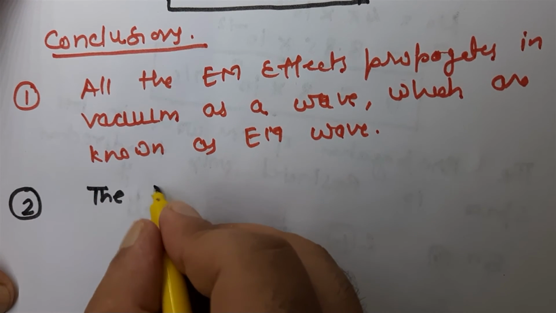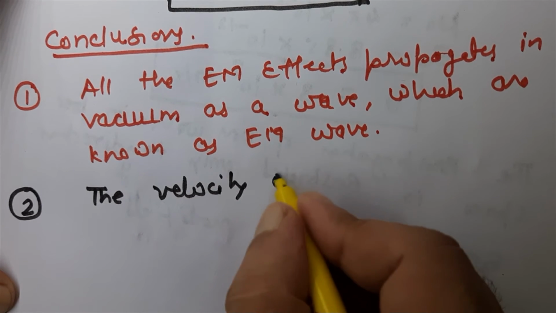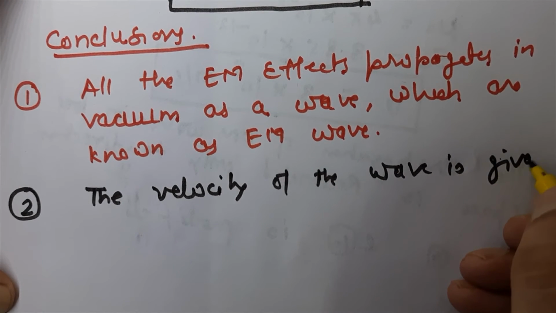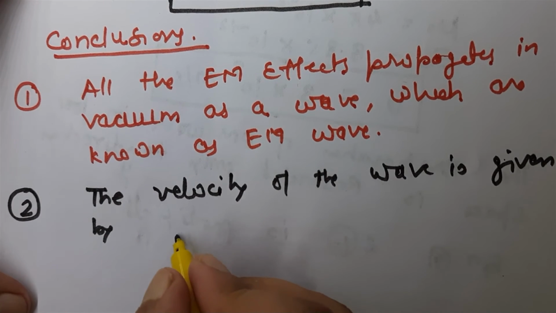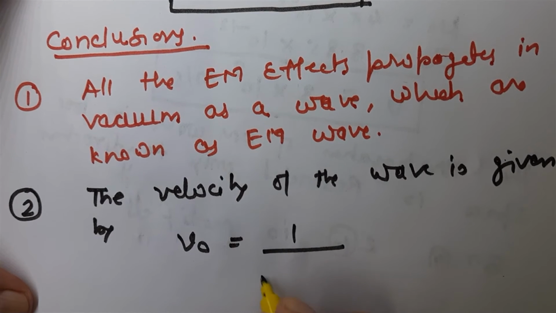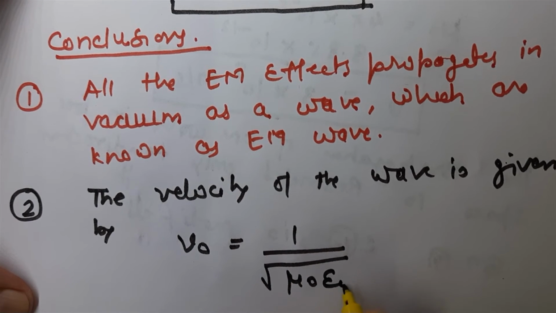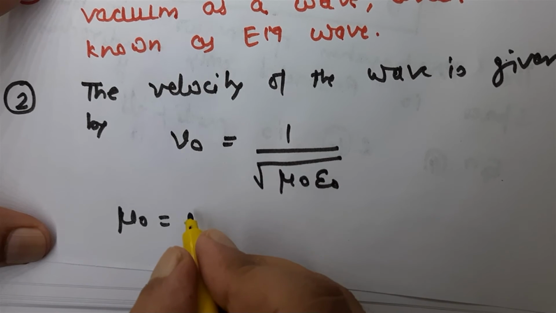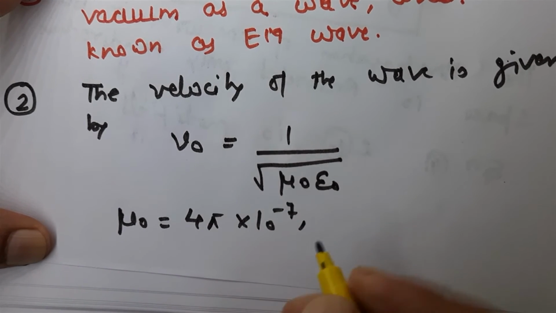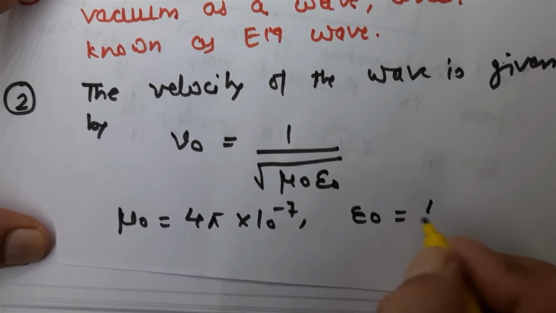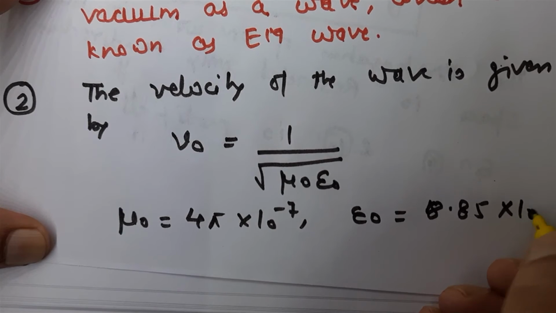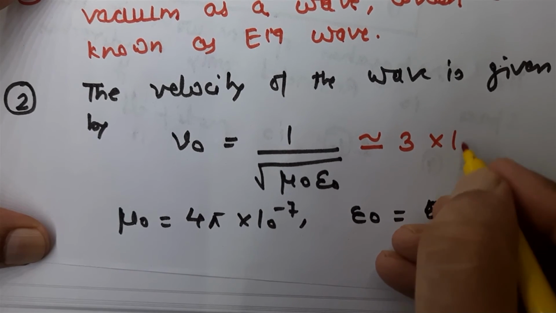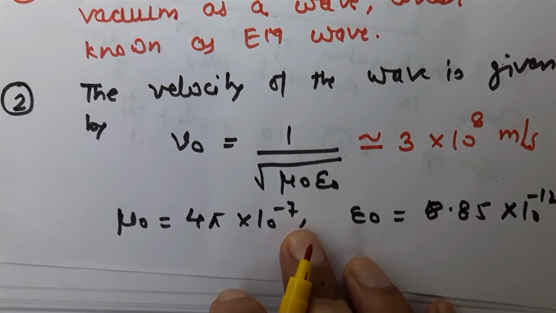The velocity of the wave is given by 1 over root of mu 0 epsilon 0, which can be solved as the values of mu and epsilon are known. The value of mu 0 is 4 pi into 10 raised to power minus 7. The value of epsilon 0 is 8.85 into 10 raised to power minus 12. So upon solving, this velocity comes out to be close to 3 into 10 raised to power 8 meter per second.